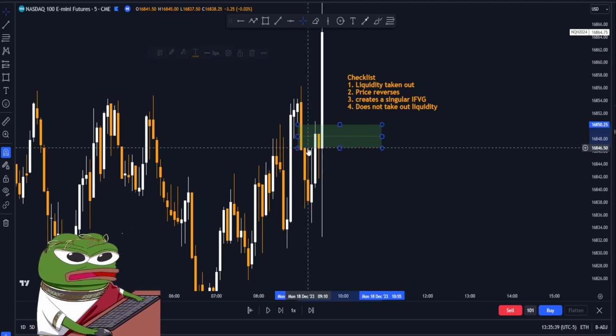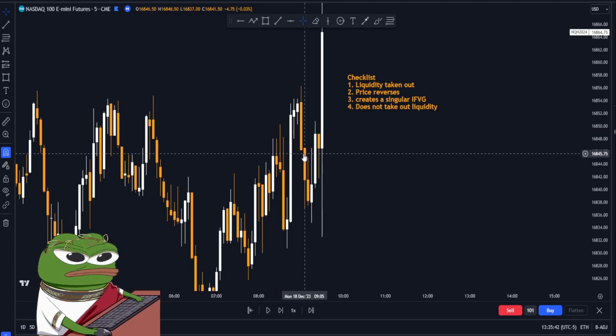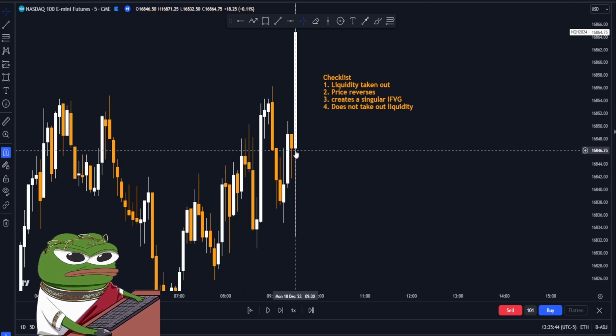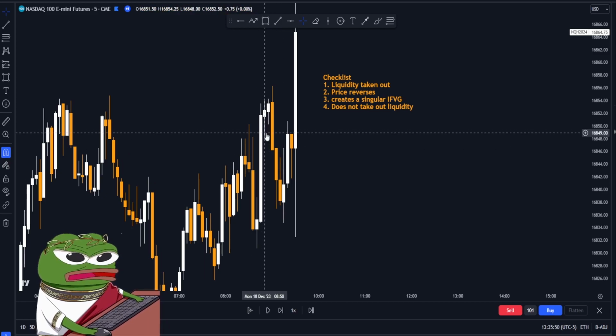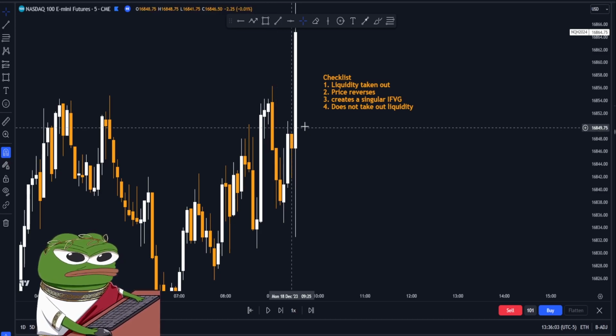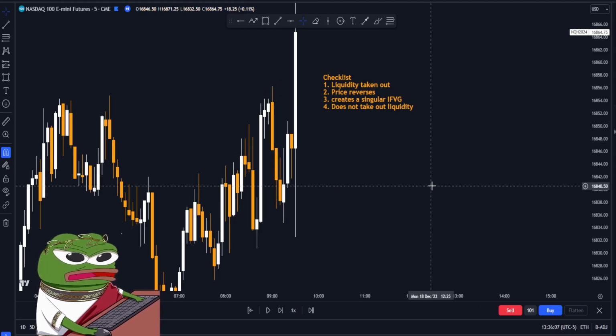And now I notice there is still a second fair value gap. But look, there is another tip. If there are more inverse fair value gaps, you can trade this, but it's just less probable that it's going to go your way. If you have one, it's very high probability. If you have more, it's less probable, but you can still trade it. And what you should do is just trade off of the lowest one.